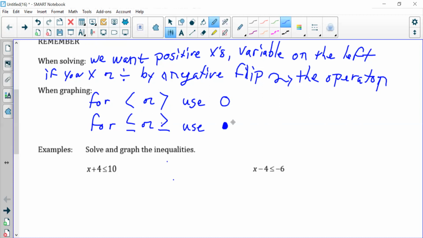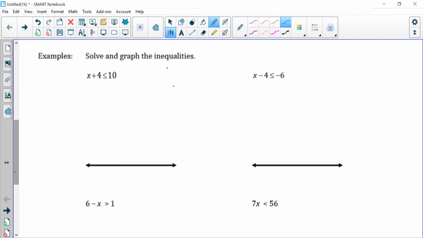All right, so let's look at some examples here. Solve and graph the inequalities. X plus 4 is less than or equal to 10. But we want to get x by itself. So you solve these just exactly like you would an equation, just exactly as if the operator were an equal sign instead of a less than or equal to. So I want x by itself, so I'll subtract 4 from both sides. So it leaves me with x is less than or equal to 6.